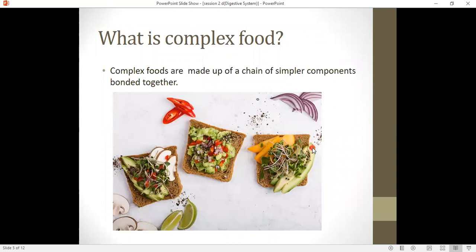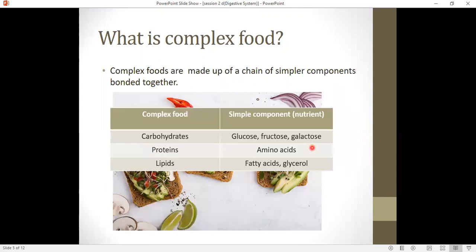Now let's define food. What is food? Food consists of a chain of simpler components bonded together. The table here can show clearly what I mean, and we will discuss each complex food and its simple components in the next slides.